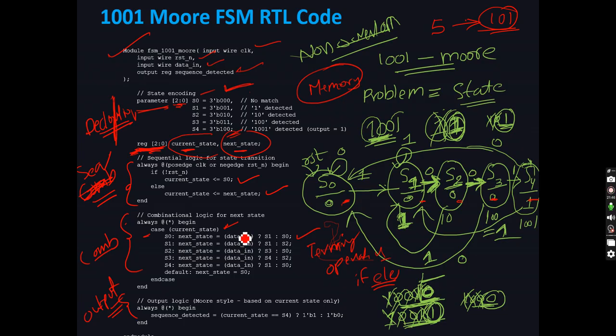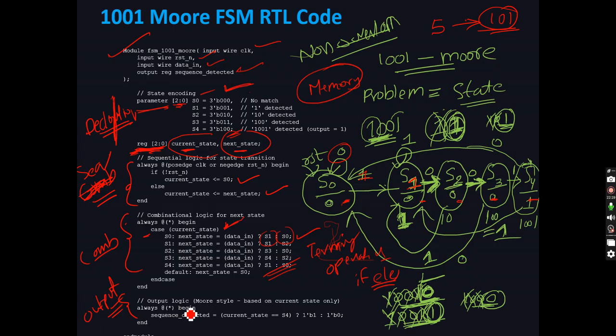So if data in is 1, that is true, which is the if condition, it goes to the S1 state. If it is false, we use a colon, so it goes to the S0 state. According to the diagram, the current state and this case state are going on. Right now I am in the S0 state. If I give 1 as input, I go to the S1 state. If I give input 0, I stay in the S0 state itself. Like that we have to write all the transitions, and this is the simple combination logic.